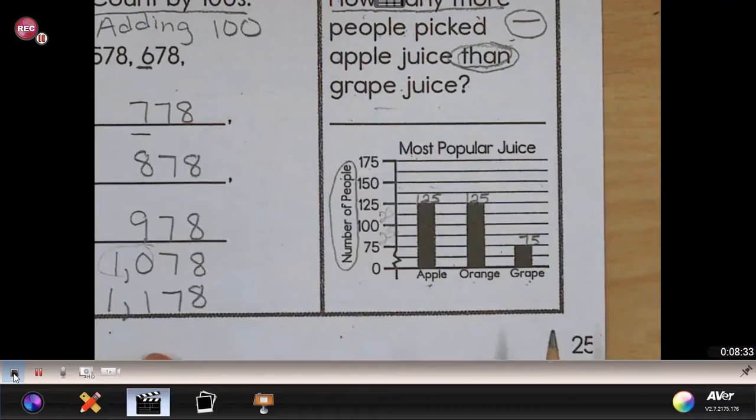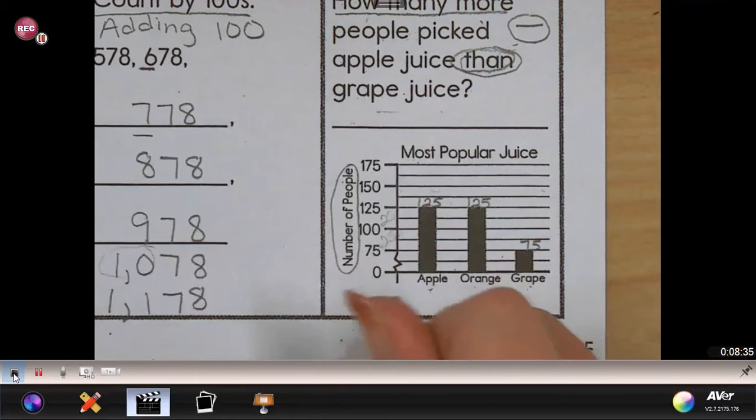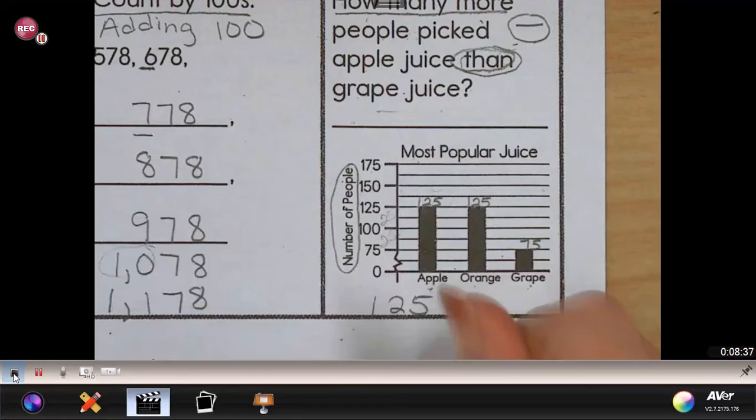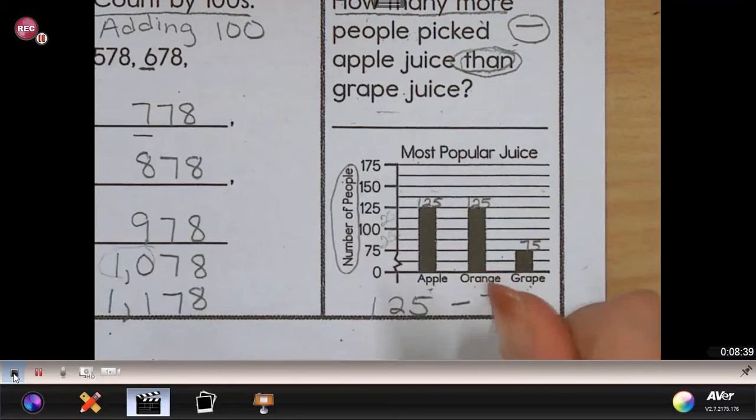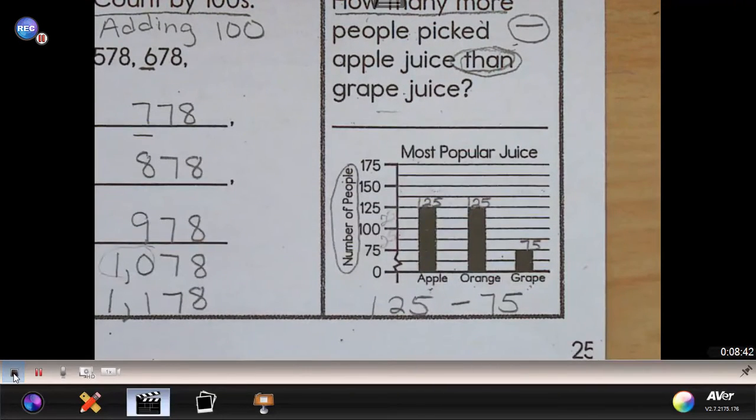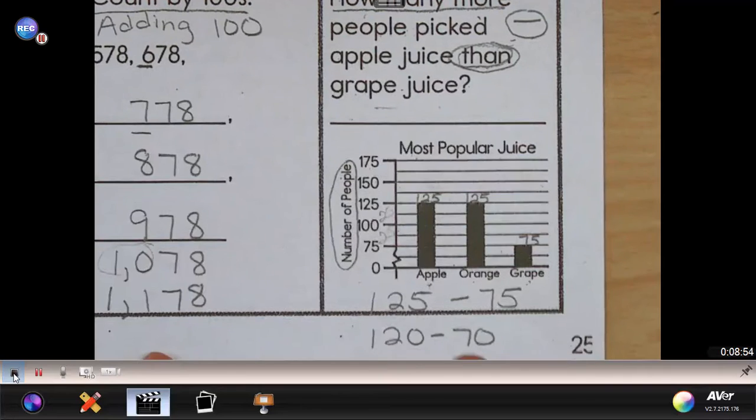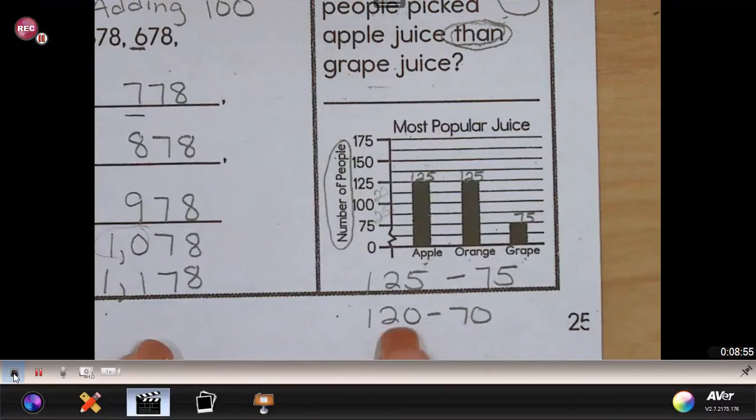In this case, we are going to take 125 and subtract 75. So we could take 120 and subtract 70. Since we don't have any hundreds here, we could just subtract the hundreds and the tens, or we could subtract our tens here from this 100 and the tens there. So 70, we could count up from 70 up to 120 to find our difference.